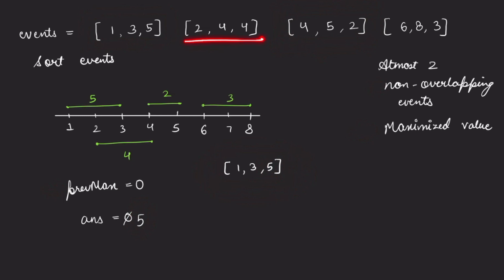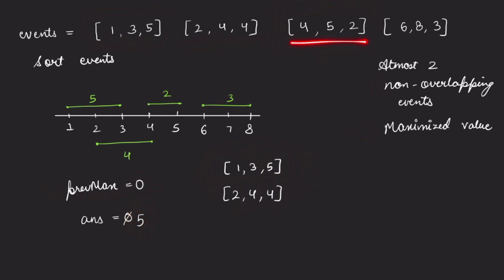Next, we will consider this event. So it is 2, comma 4, comma 4. So basically the start time is 2, end time is 4, and the value is 4. Now, what are all the events that we had already considered? We had considered this particular event, right? Its end time is 3 and the start time of our event is 2, right? 2 is smaller than 3. So that means these two are overlapping and we cannot consider them together, right? So the previous maximum will remain the same and we will add this 0 and 4. So this will give you 4. 4 is smaller than 5, so the answer won't be updated, right?